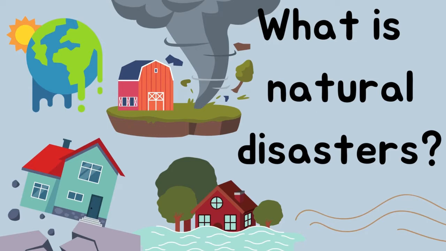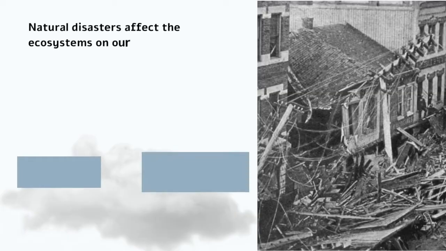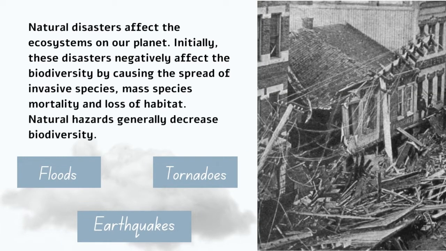For example, they can either kill organisms directly or destroy the habitats so that they are no longer able to live in the area where the hazard occurred. Endangered species are especially vulnerable when habitat is destroyed. Natural disasters such as floods, tornadoes, and earthquakes can disrupt and contaminate water supplies.